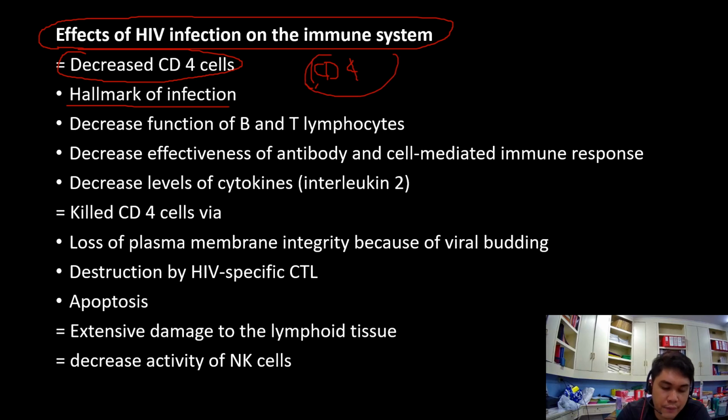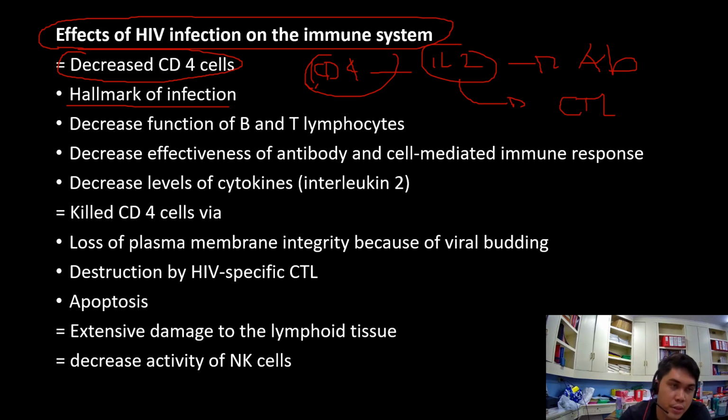Now, regarding CD4 cells, or T helper cells, the function of your CD4 cell is to produce interleukin 2. The function of your interleukin 2 is to stimulate antibody production. Another function of interleukin 2 is to give a signal to your CTL that there is infection, because the function of your CTL is to destroy infected cells.